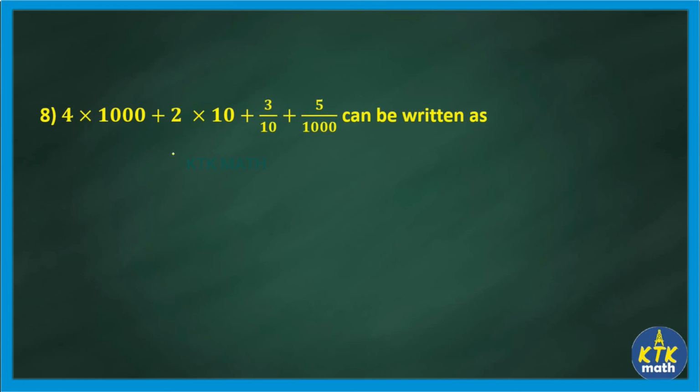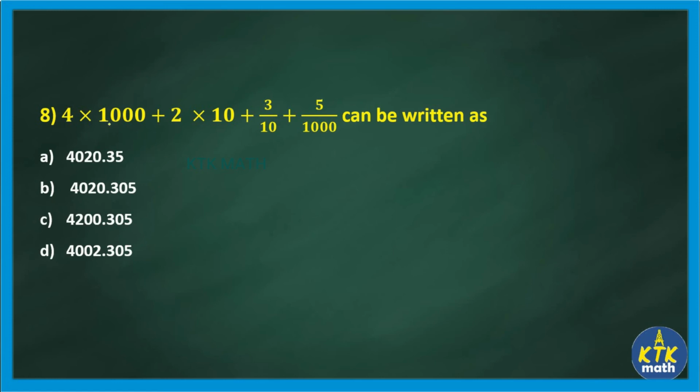Question number 8 now. 4 into 1000, 2 into 10 plus 3 by 10, 5 by 1000 can be written as. So they are giving the expansion of a fraction into a decimal. Let us observe the whole numbers first. 4 into 1000 is 4000. 2 into 10 is 20. So 4020. So option C is not going to be the answer, and option D also is not going to be the answer. So it is going to be either A or B.